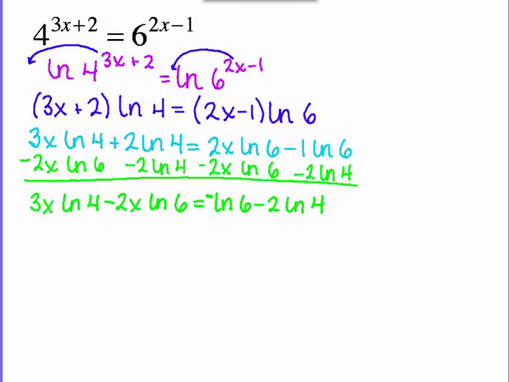So then now what are you going to do? Distribute the x. Take out an x, yep, so I have x times 3 ln of 4 minus 2 ln of 6 equals negative ln of 6 minus 2 ln of 4. What do you do now? Divide. Okay.